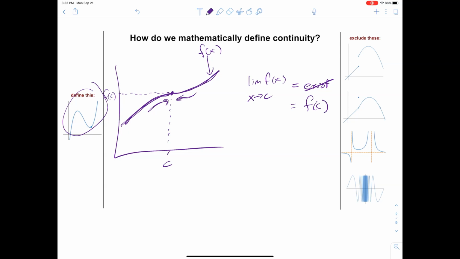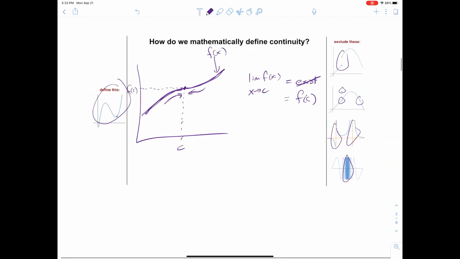You'll notice that none of these match this. Right here, the limit doesn't exist. Right here, the limit exists, but the function's value is not the same as the limit. Right here, the limit exists, but the function is not defined at that value. Right here, the limit does not exist. Right here, the limit does not exist. And right here, the limit does not exist. So all of those other cases get thwarted by this one simple statement.